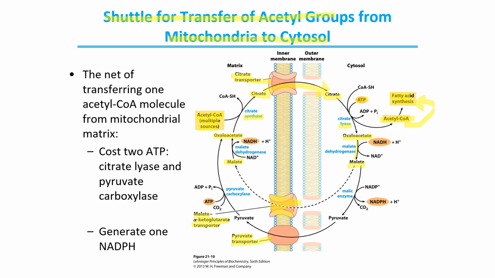In this scenario, malate is first converted into pyruvate. Pyruvate goes out through the pyruvate transporter into mitochondria and then is converted back to oxaloacetate. This path uses one more ATP by the pyruvate carboxylase enzyme. So the main thing to remember is that for transferring one acetyl-CoA molecule from the mitochondria to the cytoplasm, we will be using two ATP molecules. So the cost is two ATPs, and it will also generate one NADPH molecule as well. So NADPH is going to be produced.